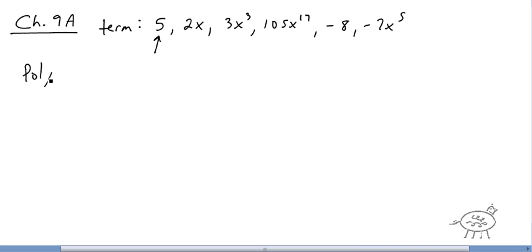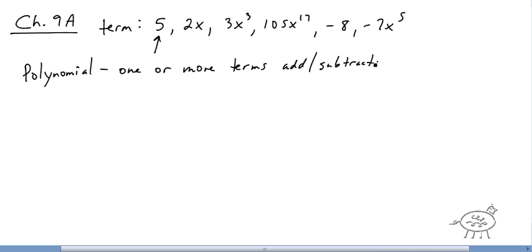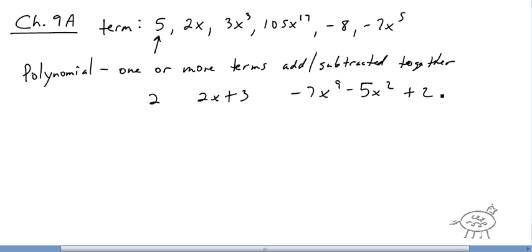And then a polynomial is basically one or more terms added or subtracted together. So a polynomial would be 2x plus 3, or negative 7x to the 9th minus 5x squared plus 2. Those are all polynomials.